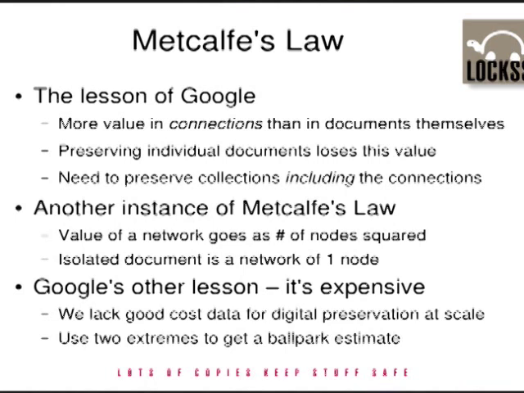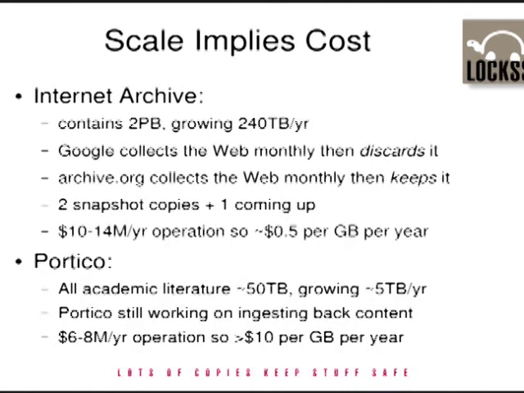Of course, Google's other big lesson is that operating at the scale needed is really, really expensive. We don't have good numbers for what it costs to run the processes that we think of as digital preservation at the kind of scale that we need. I'm going to use two extremes to get some kind of a ballpark estimate of what we're talking about. I'm going to use archive.org and Portico. I should stress that both these systems are well engineered to meet their goals using their chosen techniques. I'm not criticizing them, I'm simply using them as a way of placing bounds on what it costs to preserve stuff at a large scale.